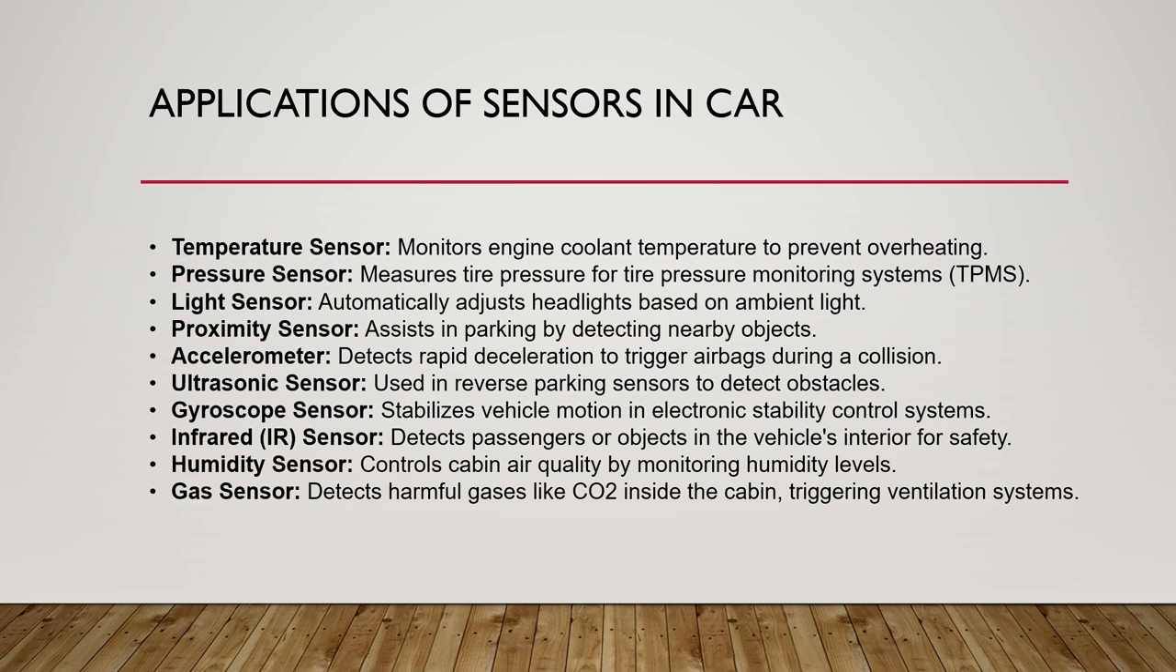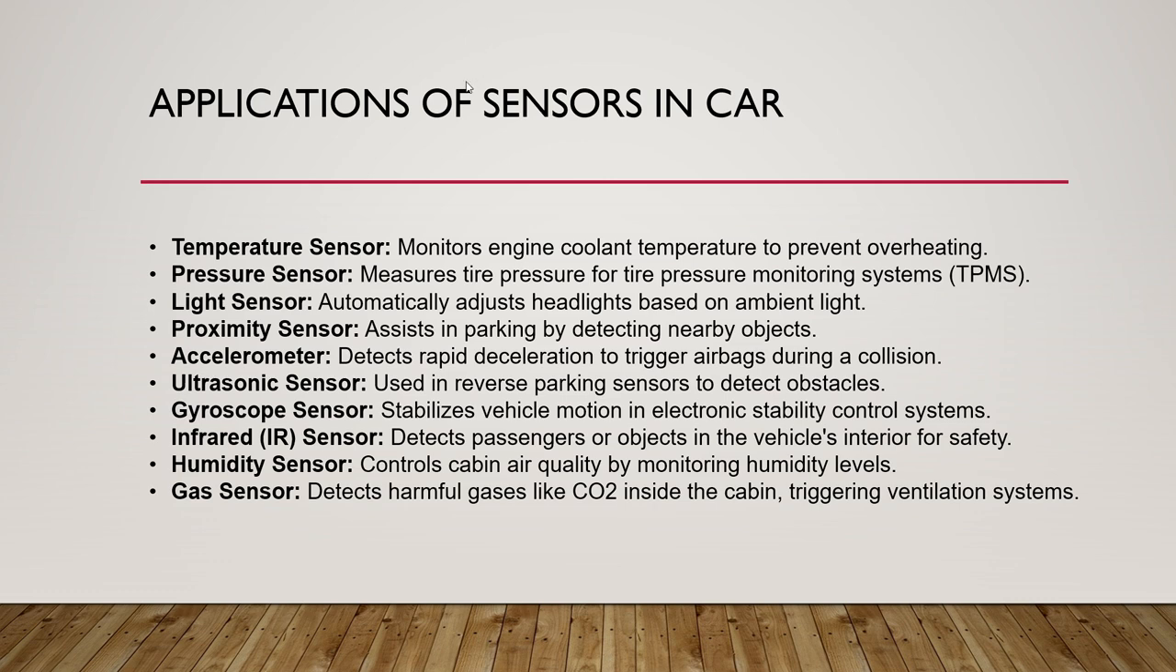Talking about the light sensor, it automatically adjusts the headlight based on ambient light. For example, when the car is traveling in hill stations and there is a certain angle on the road, the light goes in an upward direction. This light sensor works by focusing the light downward and gives focus on the road.